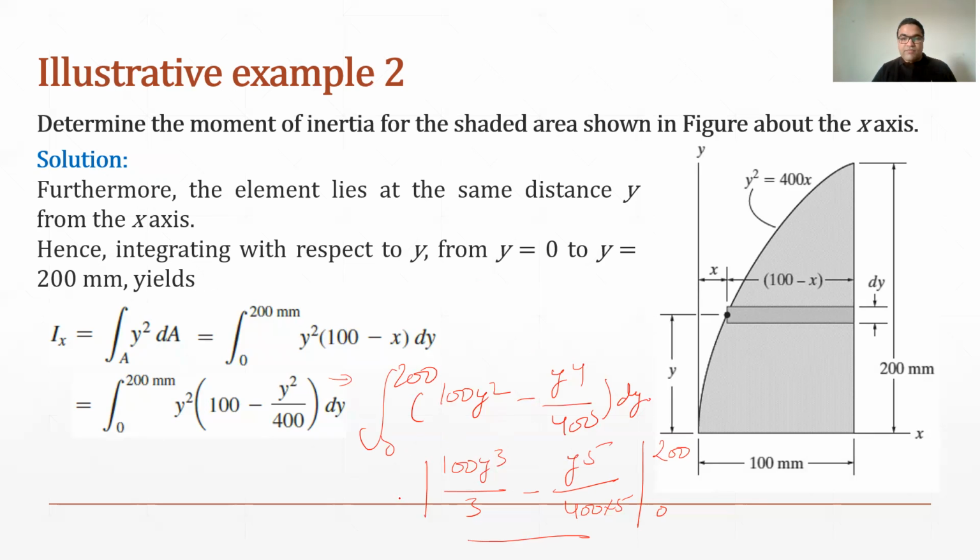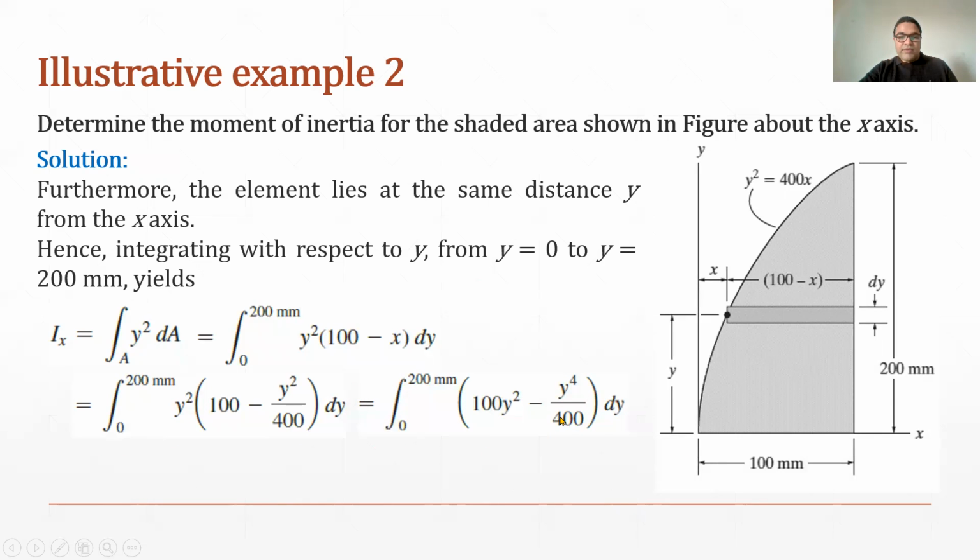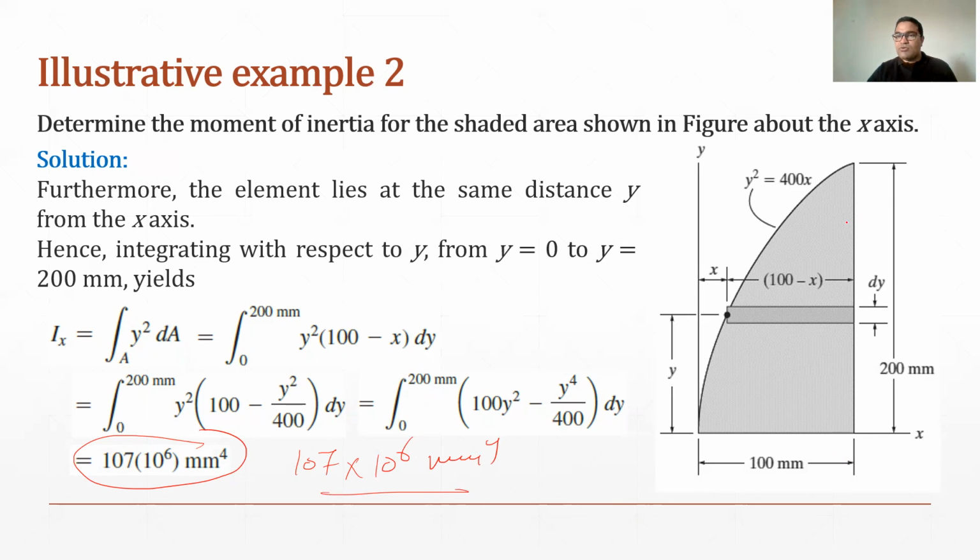So again, if I write the value here, this will be 100 into 200 cube by 3 minus 200 to the power 5 by 2000. So solving this, we will get the value as this one. So this is the value of moment of inertia: 107 into 10 raised to power 6 mm to the power 4. So that is the value of moment of inertia about x-axis of this area.